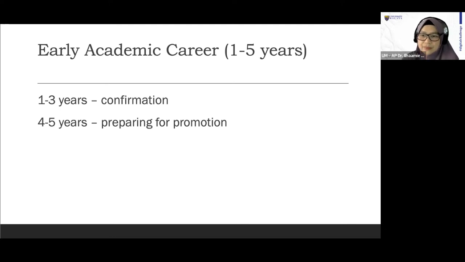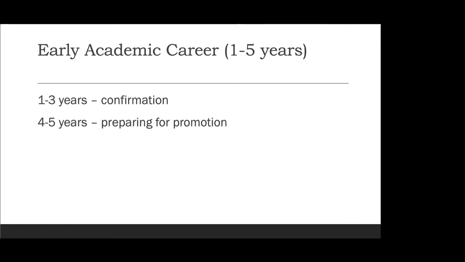All right, so most of you are still under contract. Do you know what are the conditions that we have to fulfill in order to be confirmed? Have you looked for it? You can reply in the chat area. Have you looked for the conditions in order to be confirmed? You know what are the conditions in order to be confirmed?